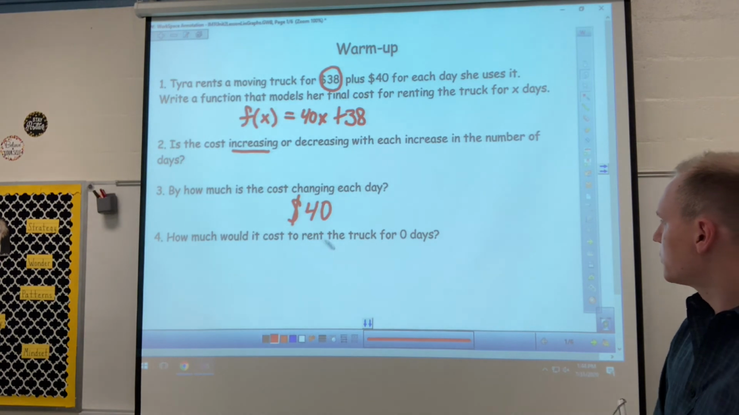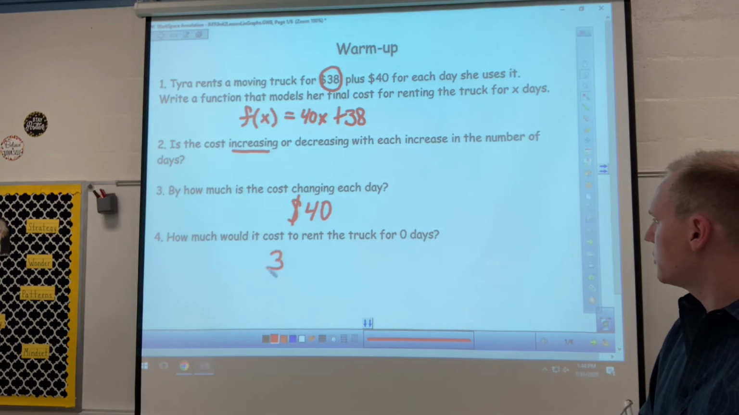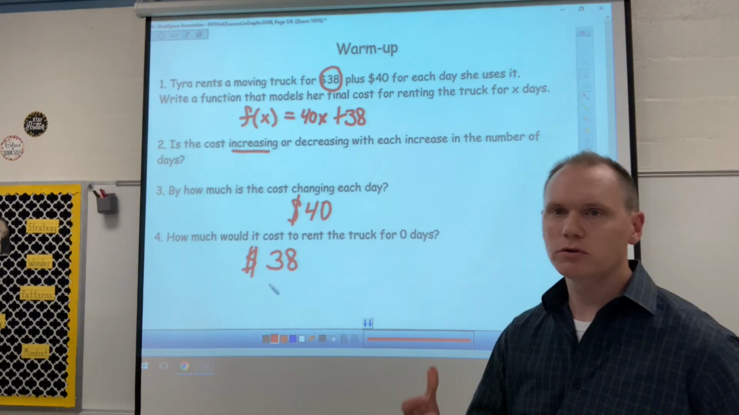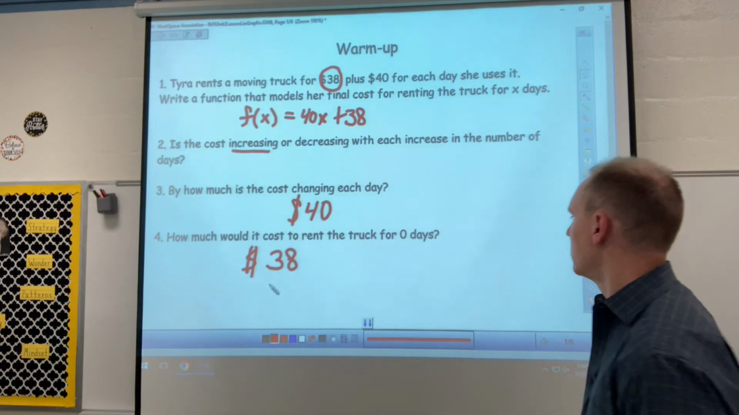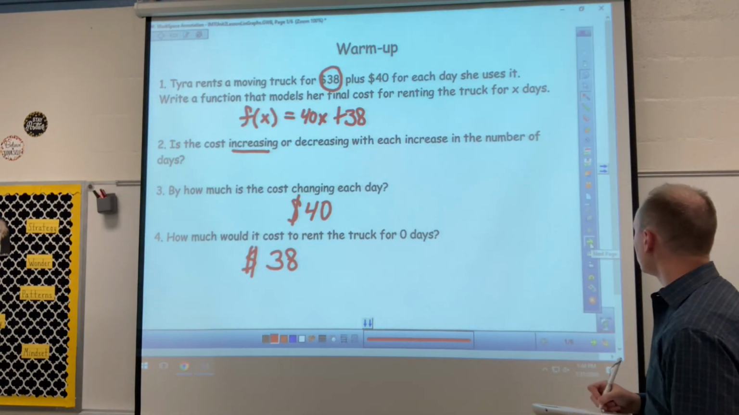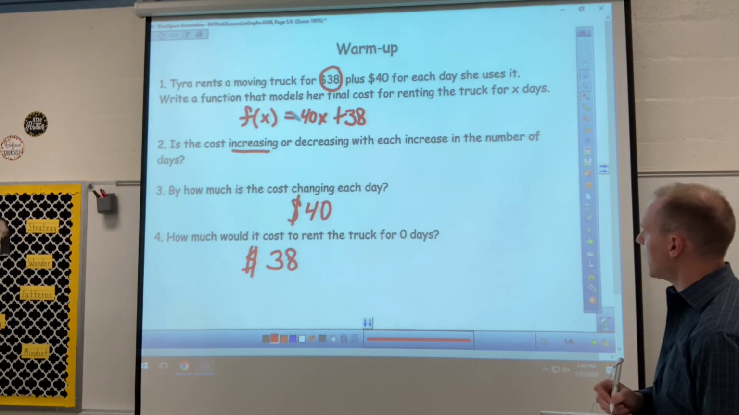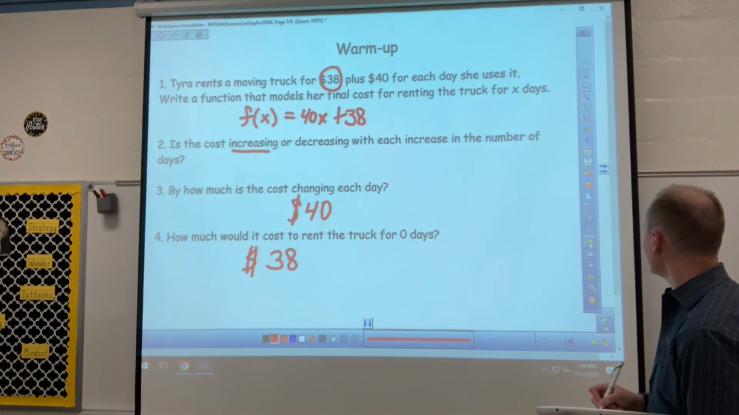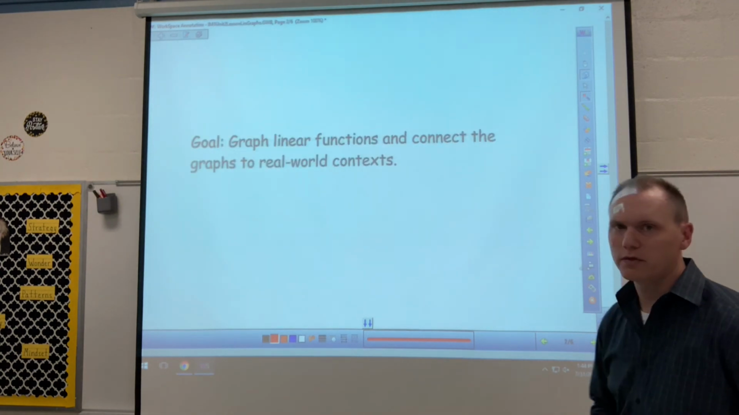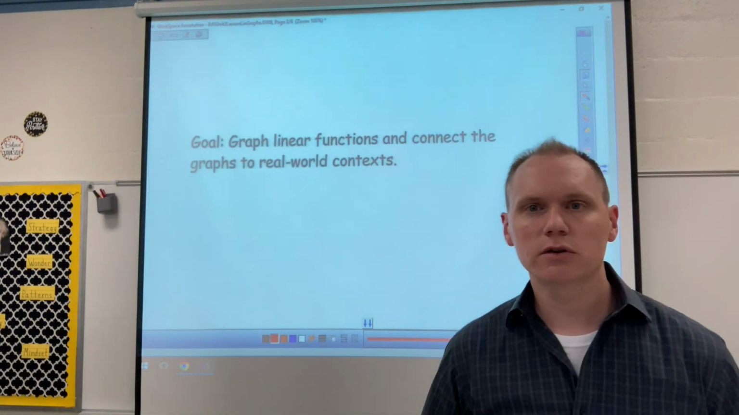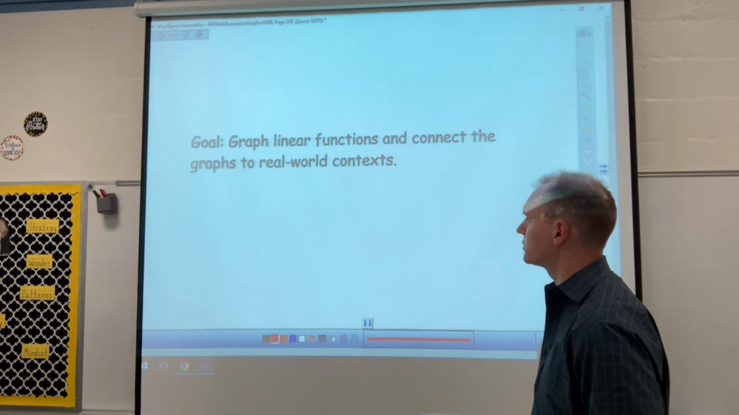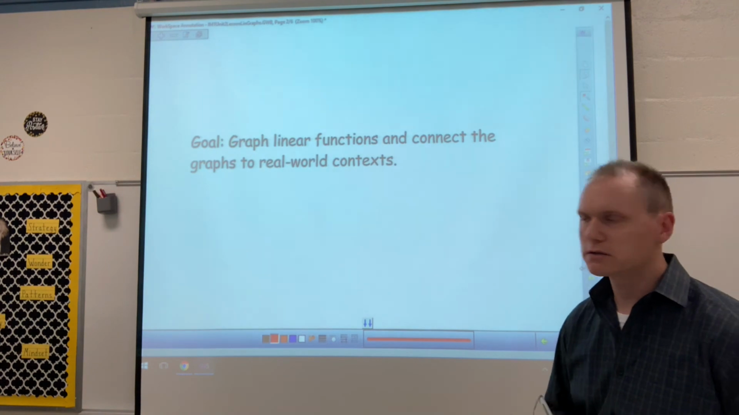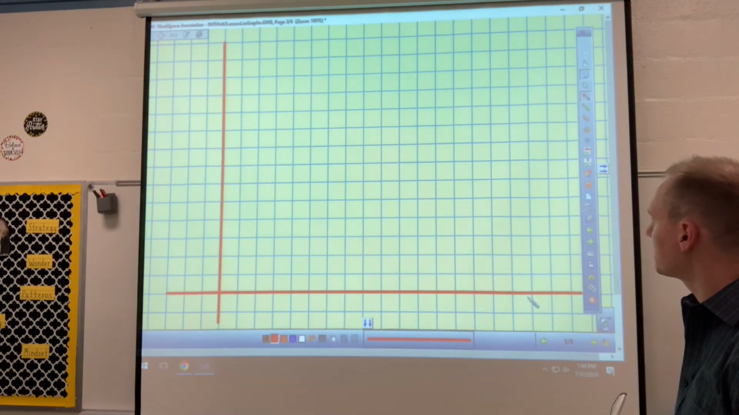How much would it cost to rent the truck for 0 days? As I said a little bit ago, it'd be $38. That's like our initial starting point, and then we add 40 for every day thereafter. So we have a function, but let's see if we can graph this function, because that's our goal for today, is to graph linear functions and connect the graphs to real-world contexts. All right, so let's take a look.